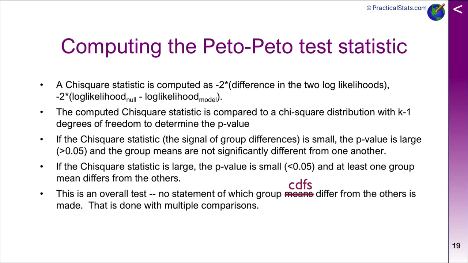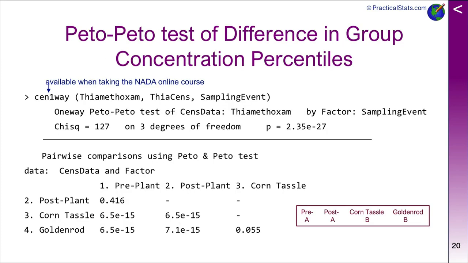So this is the cendiff one-way command. You'd plug in just the concentration column, the censoring indicator column, and the group. It gives you back the one-way test of the censored data by the factor of group. The chi-squared is 127, a huge one, with a 10 to the minus 27th p-value. So we strongly reject the null hypothesis that all the groups have the same percentiles. Some of the groups are going to be shifted up compared to the others.